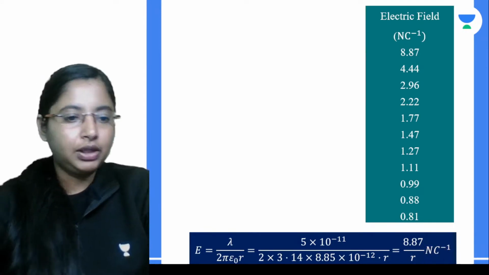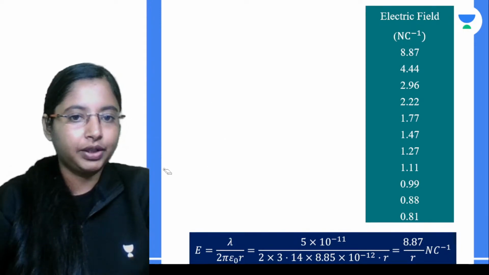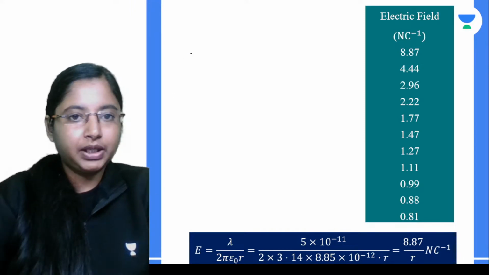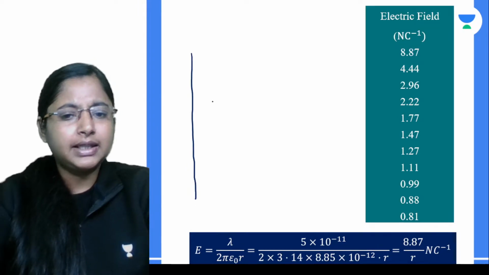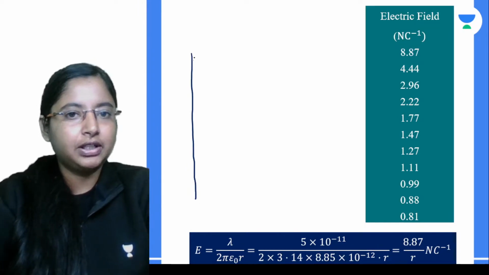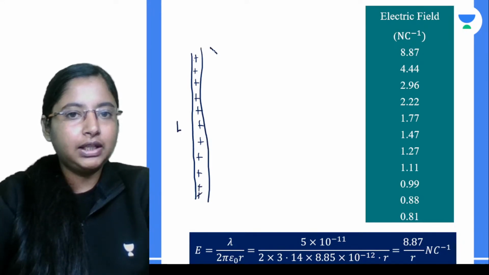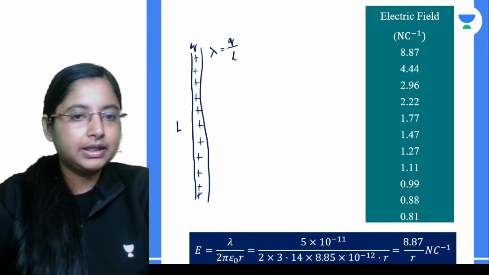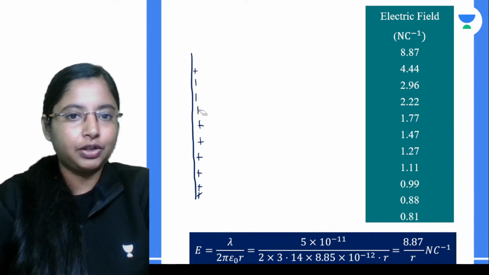Now let's take a wire, and let's say this wire has a linear charge density. In this case, the charge density is positive, meaning the amount of charge on this wire is q, and the length is L. So the linear charge density lambda will be the total charge q divided by L. Very simple. Let's say this particular wire has a linear charge density of 5 into 10 to the power of minus 10.